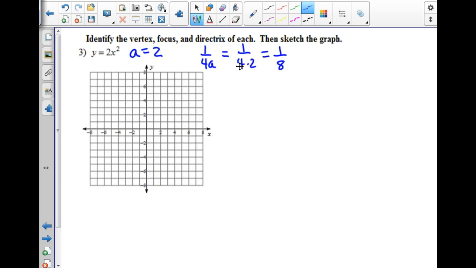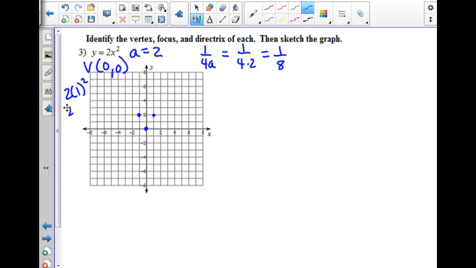Okay, now this parabola, now that I know what 1 over 4a is, the parabola has a vertex at 0, 0. Let's go ahead and graph this guy. 0, 0. Now, I'm going to do the 1 squared, 2 squared, but I have an a of 2. So to do the 1 squared, 2 squared, I have to do 2 times 1 squared, which would be 2. So I go up to right 1 and up to left 1 to get the first points after the vertex.